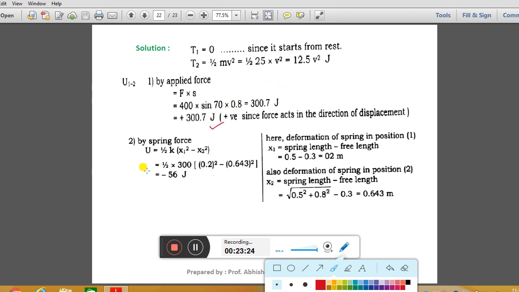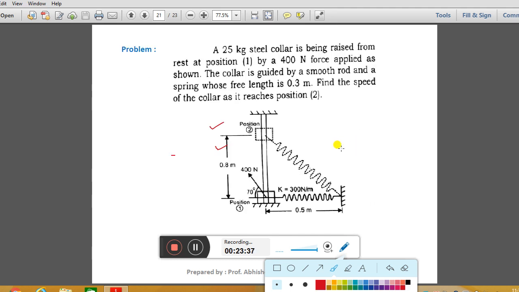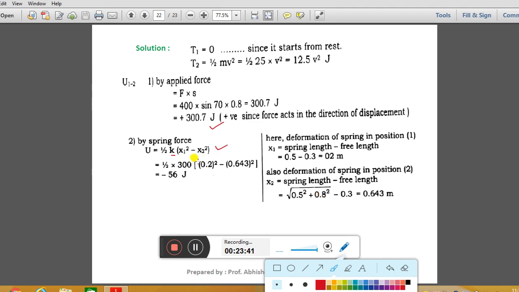Now let us calculate the work done by the spring force. This is the equation for calculating work done by the spring force, where k is the stiffness, the value of which is given as 300 Newton per meter, x1 is the initial deformation and x2 is the final deformation.